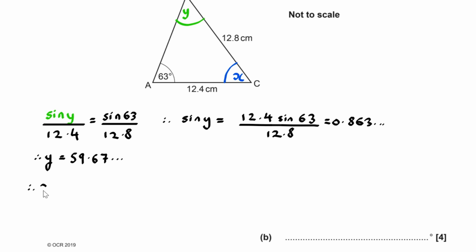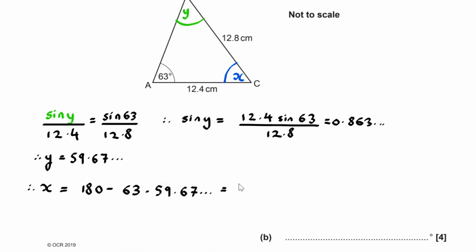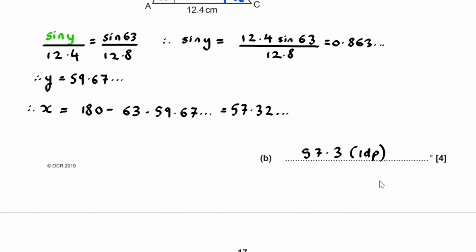And therefore to find out what x is, we've got 180 because we've got the sum of the angles in a triangle. Take away the 63 which was given, take away this 59.67, etc. So if we work this out, 180 take away this, take away 63, you'd find that to be 57.32. And therefore we've got 57.3 degrees to 1 decimal place.